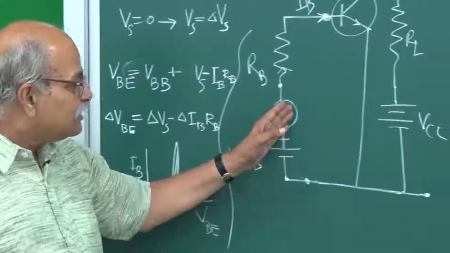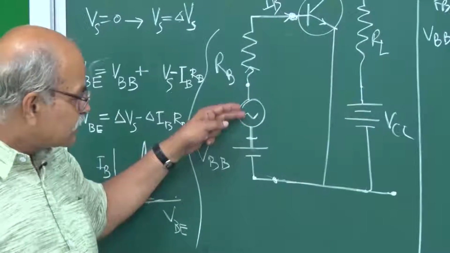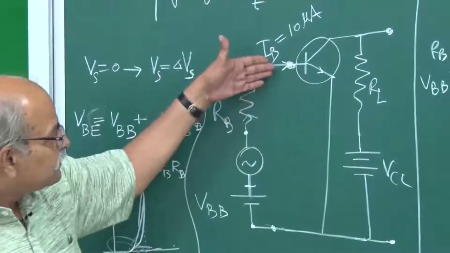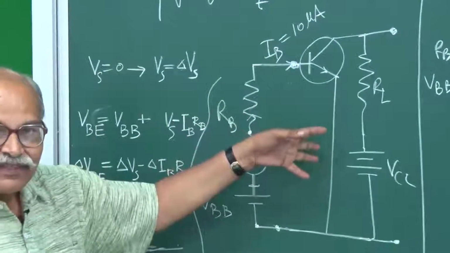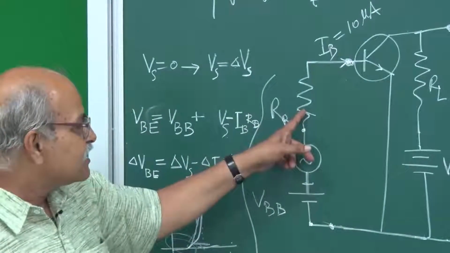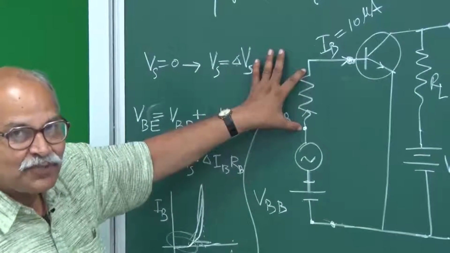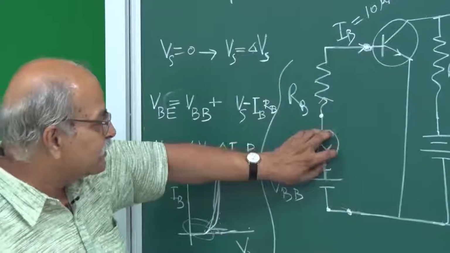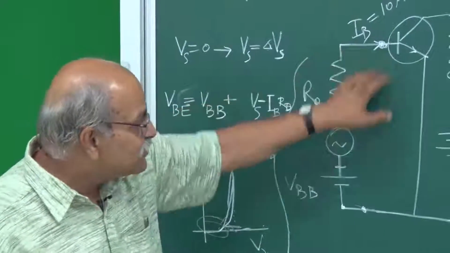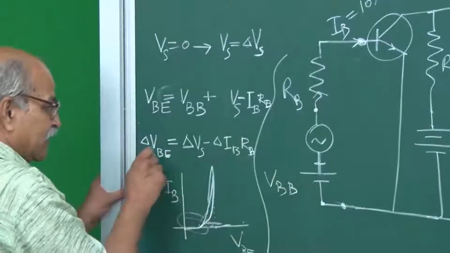But how can that be? If I am putting a signal here of, let us say, 0.5 volts, and this is let us say 3 volts, is it not 3.5 volts? How can this VBE remain the same? That is because of the current here. The current changes, this drop changes. VBE almost remains the same. Whatever change you bring here, correspondingly the current changes, and this drop also changes to keep VBE almost the same.